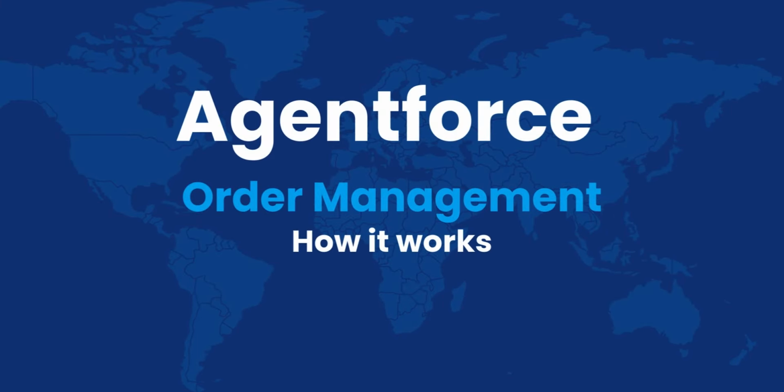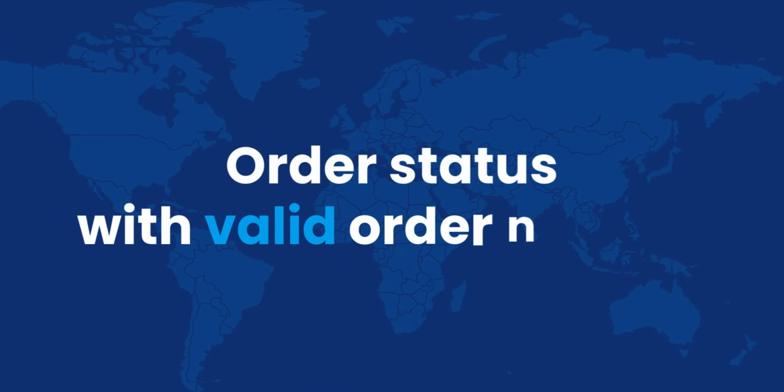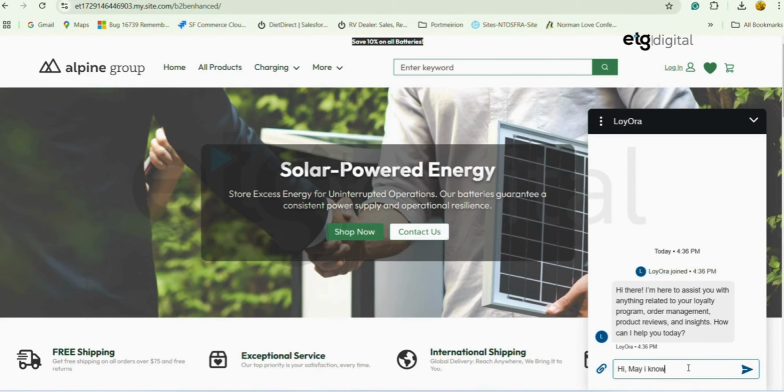In this demo, I'm going to show you how AI works in managing orders. In scenario 1, order status with valid order number. The customer initiates a query by asking the agent, "May I know the status of my order?"